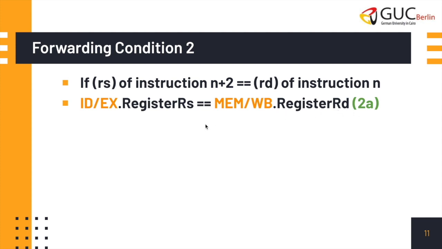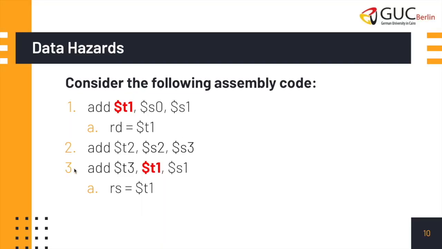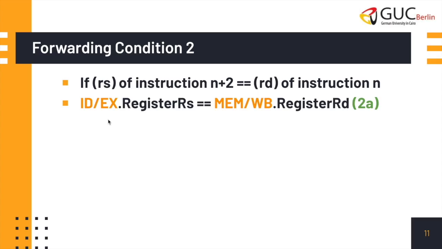So here I'm checking is the rs of instruction n plus 2, which is instruction 3, equal to the register rd of instruction n, which is instruction 1. So I'm checking is the rs of instruction 3 equal to the rd of instruction 1 or not. Okay, this is done in the pipeline registers as follows: id/ex.register rs equals mem/write back.register rd.